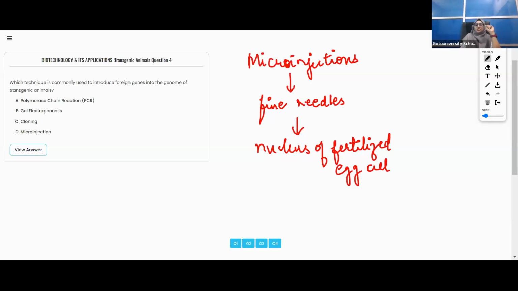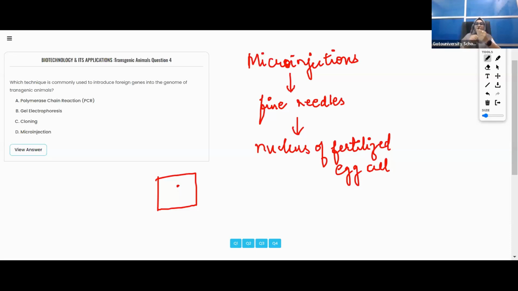So what does microinjection mean? A fine needle injecting foreign DNA directly into the nucleus of a fertilized egg cell. This process allows scientists to precisely insert the desired gene. This insertion should be very precise. That's why microinjection has a fine needle. Imagine I am giving you a piece of cloth, for example, and I give you a pen of this thickness. You can see the thickness of my pen.